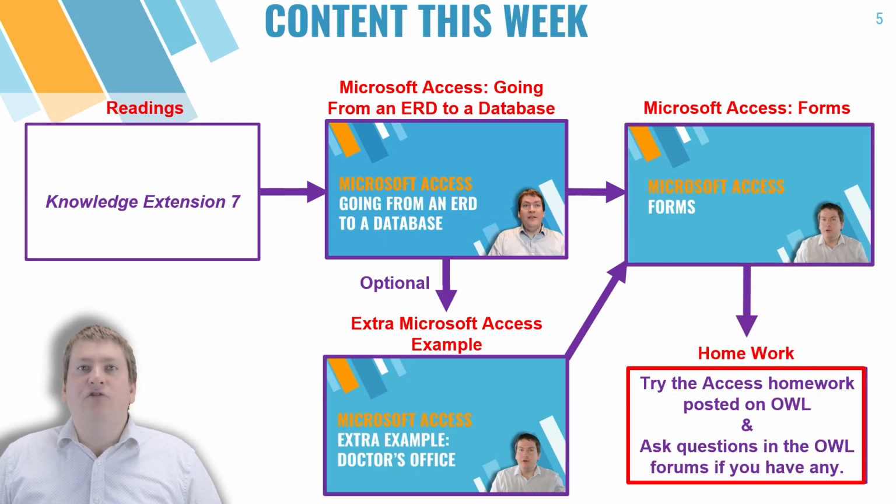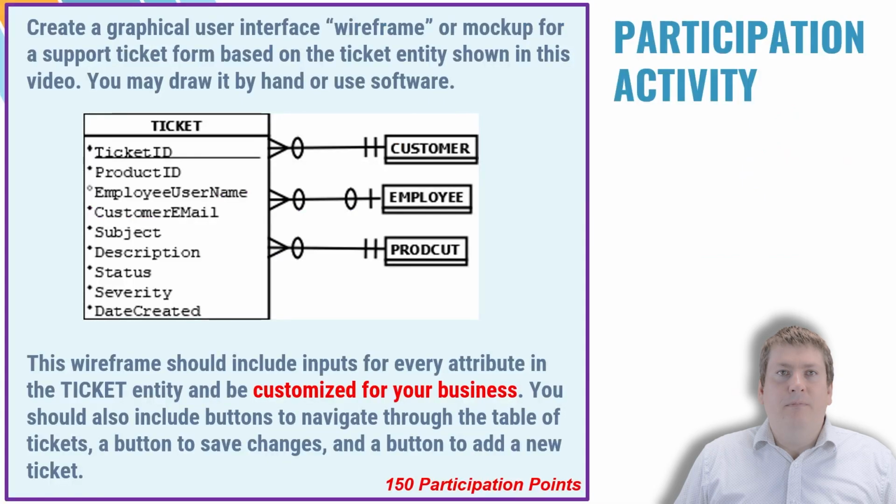The last step is trying the optional MyLab homework listed on OWL, and asking any questions you have about the content on the course forums. Once you've done all these steps, you can try the participation activity for the week. And that brings us to our participation activity.